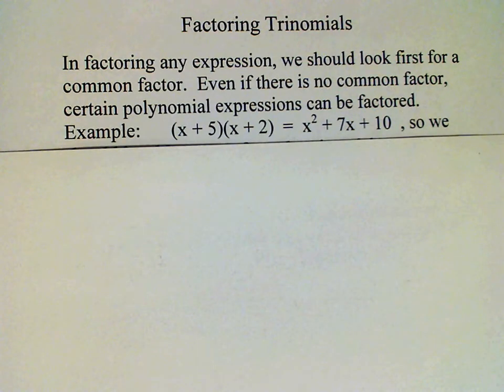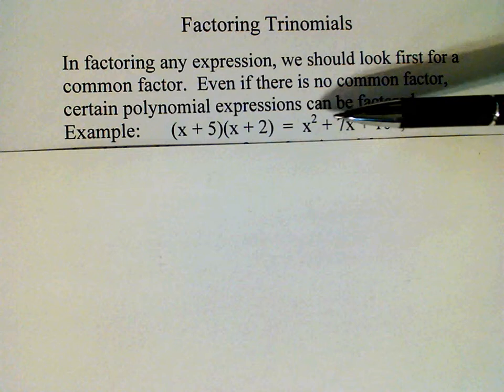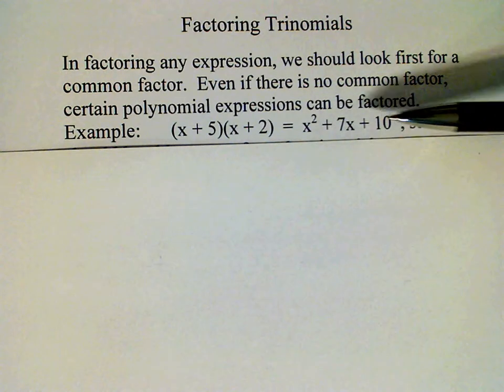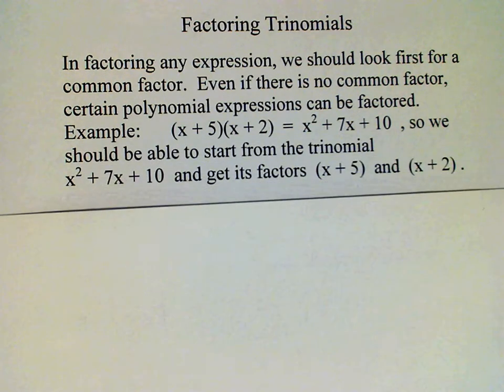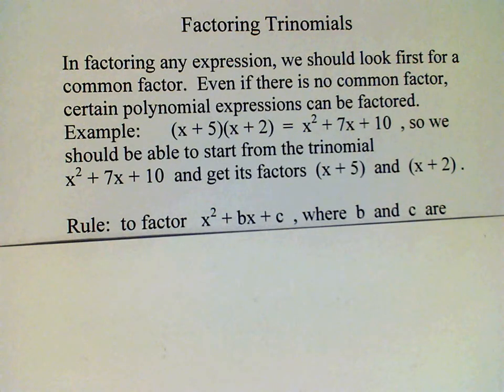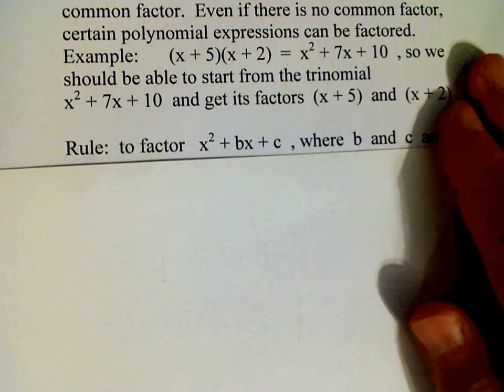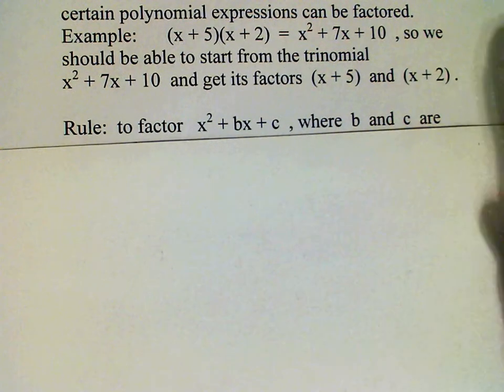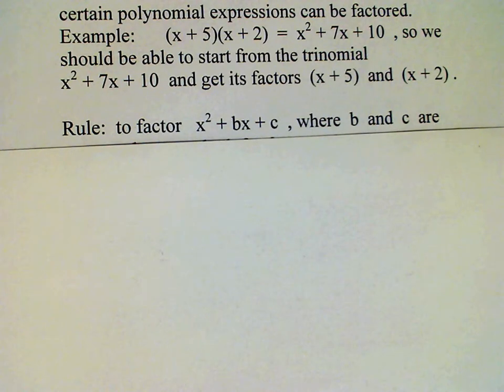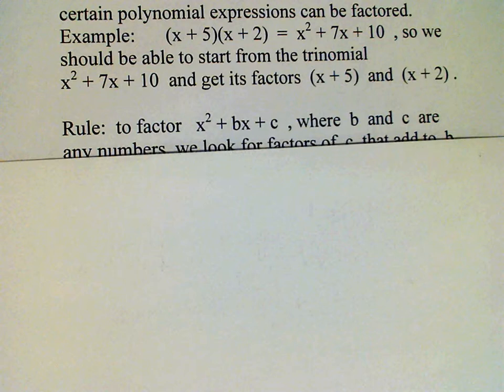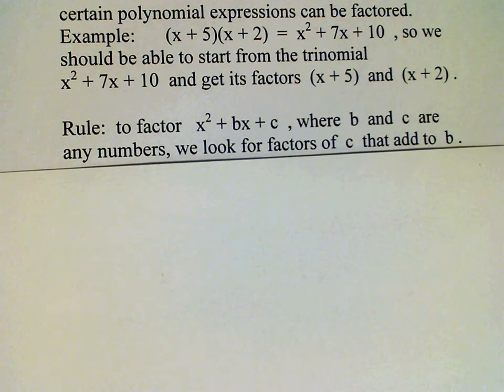So that's the idea here. How do we start with a polynomial of this form and get it back into the factored form? That's the idea. And here's a rule that will serve you pretty well. If we have a trinomial of the form x squared plus bx plus c, and the b and the c are just any numbers, then in order to find factors to produce this trinomial, we need to look for factors of c that will add up to b.